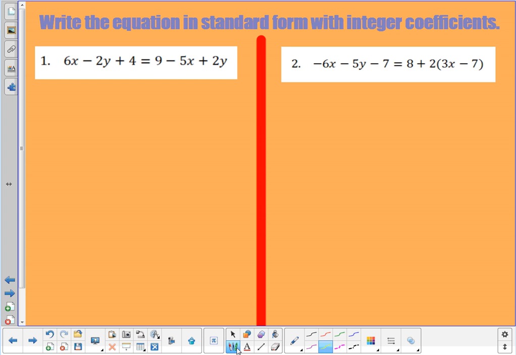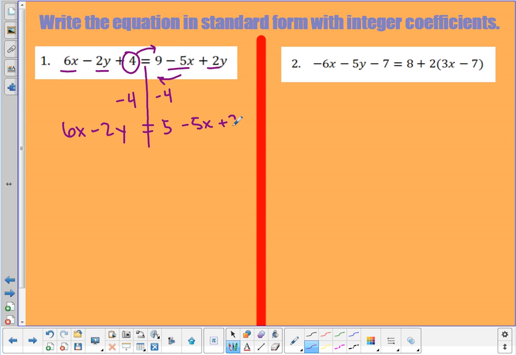So number one, I need to get the x term and the y term together on this left side, which means I need this constant to move over. On the right-hand side, I want to keep the constant, but I want the x term and the y term to move back. So that means I'm going to subtract 4 from both sides. And since 9 and 4 are constants, that's what's going to go together. If it helps you, you can draw that kind of railroad track down the middle. So I have 6x minus 2y is equal to 9 minus 4 is 5, minus 5x plus 2y.